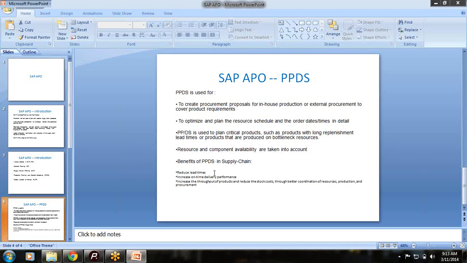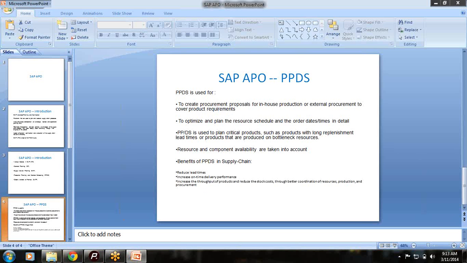When we talk about the benefits of PPDS in the supply chain, these are reduced lead times, increased on-time delivery performance, increasing the throughput of the products, reducing stock costs, etc. As we go forward, these benefits will be quite clear to you. So this was the basic introduction about APO and specifically about PPDS.